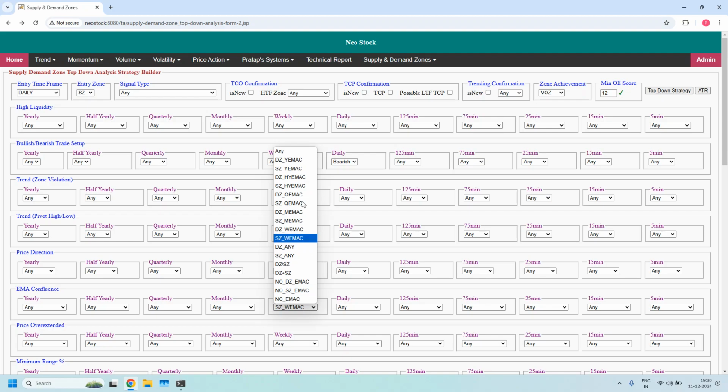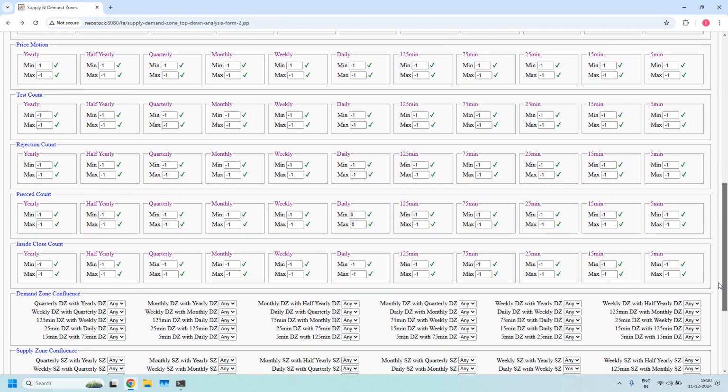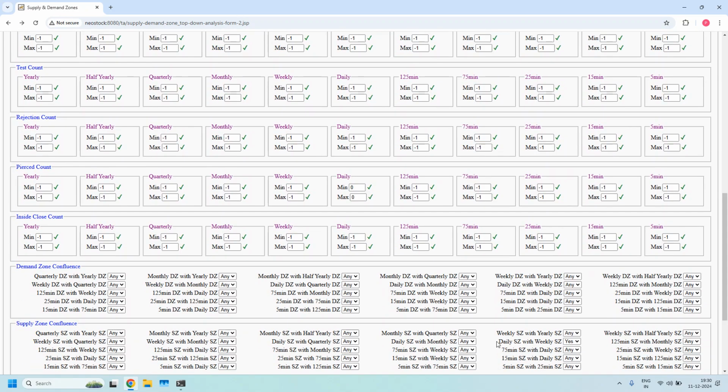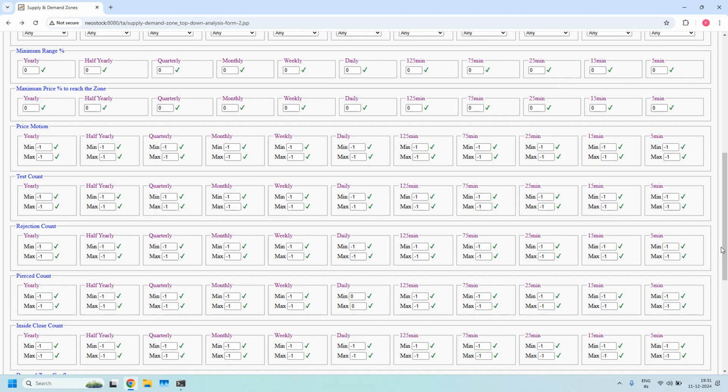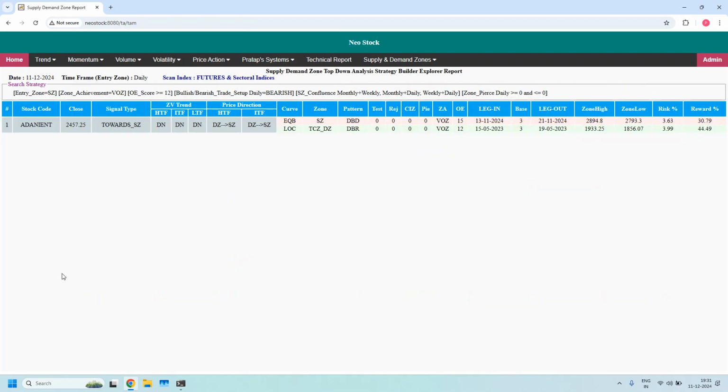So I am removing this EMA filter. Without EMA filter, we have to look for LTF, ITF, HTF supply zone confluence. Already one filter is enabled. Second filter, daily supply zone with monthly supply zone confluence. Third filter, weekly supply zone with monthly supply zone confluence. With all the 3 filters, LTF, ITF, HTF supply zone confluence, we got only one stock.